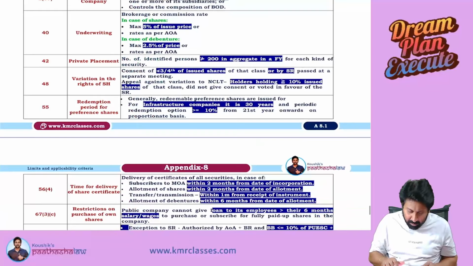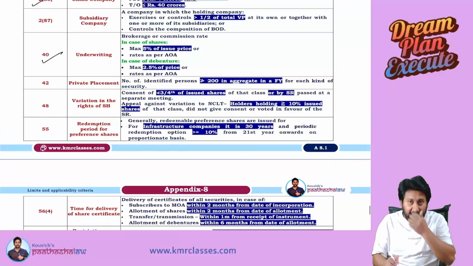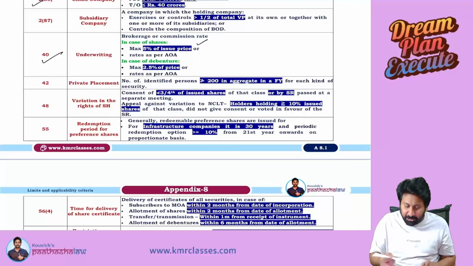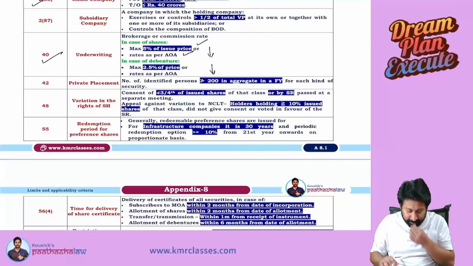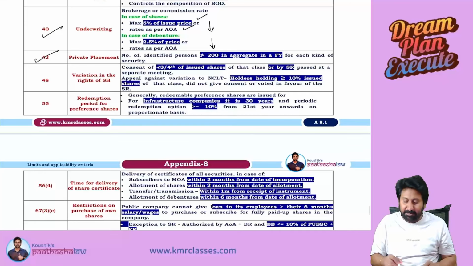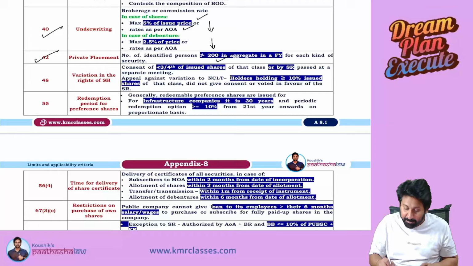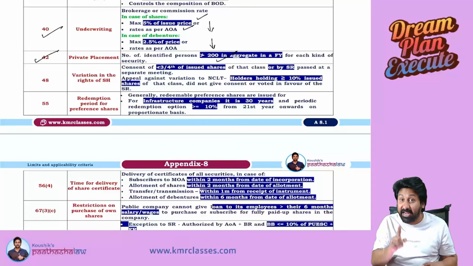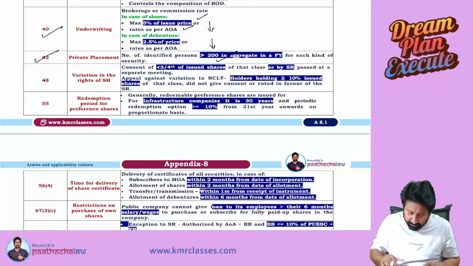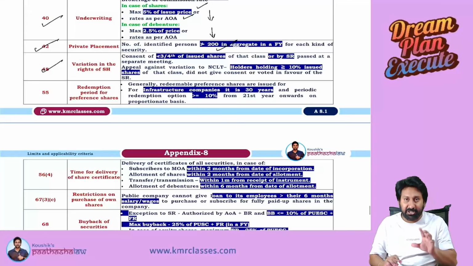Next, underwriting. For underwriting commission, 5% of issue price or rates as per AOA. Next one, in case of debentures, maximum 2.5% of the issue value or rates as per AOA. Whenever you are talking about whichever is lower, we need to consider. Next important, private placement. Number of identified persons for a private placement should not exceed 200 in aggregate in one financial year.